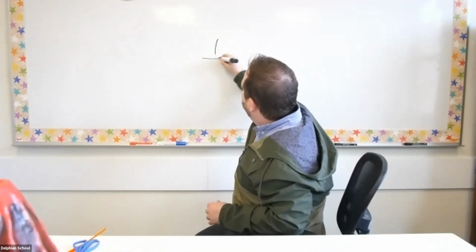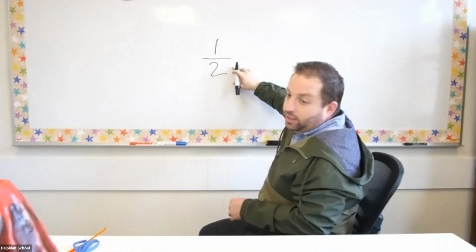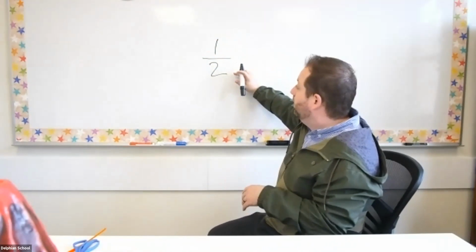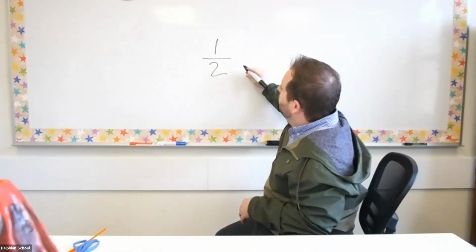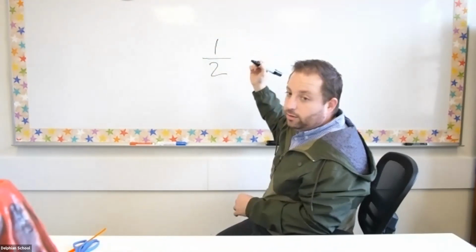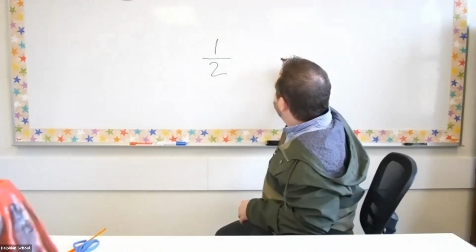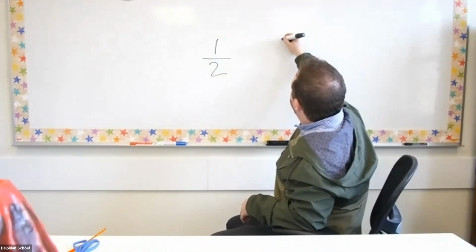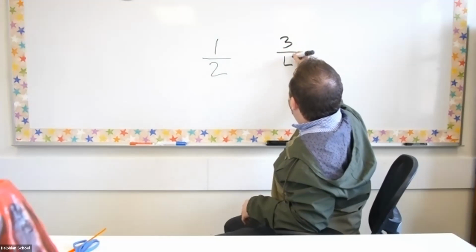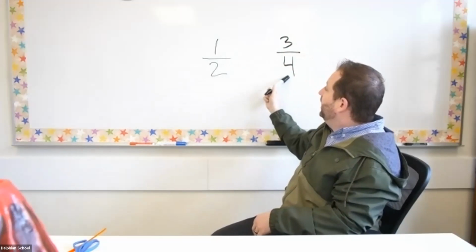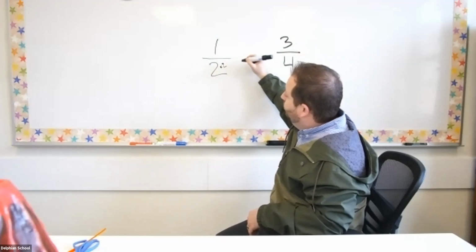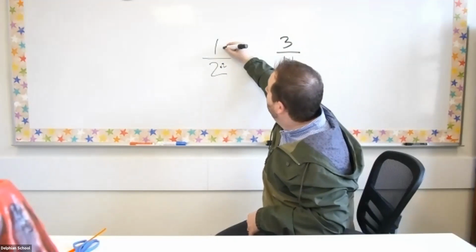So sometimes you want to change the denominator of a fraction in order to get it to have a common denominator with another fraction. So the way you do that is you multiply both the top and the bottom by the same amount. So let's say I have 1/2 and 3/4. I want to have common denominators.